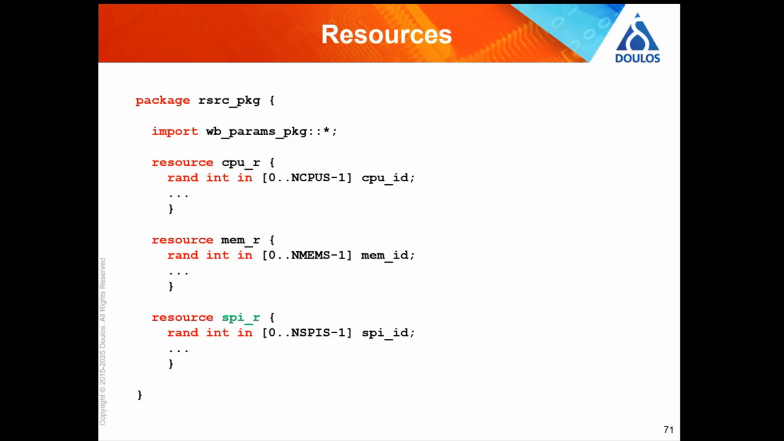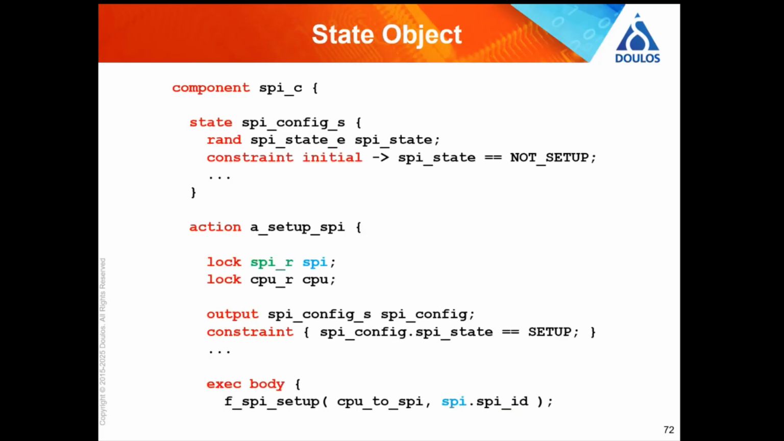So we're representing the DUT. We're representing the CPUs, the memories, and the SPI interfaces. I can't go into loads of detail, but you can see what's going on. Here is a component that's representing one of the SPI interfaces. And you can see it has state, and initially it's not set up. More on that story in a minute.